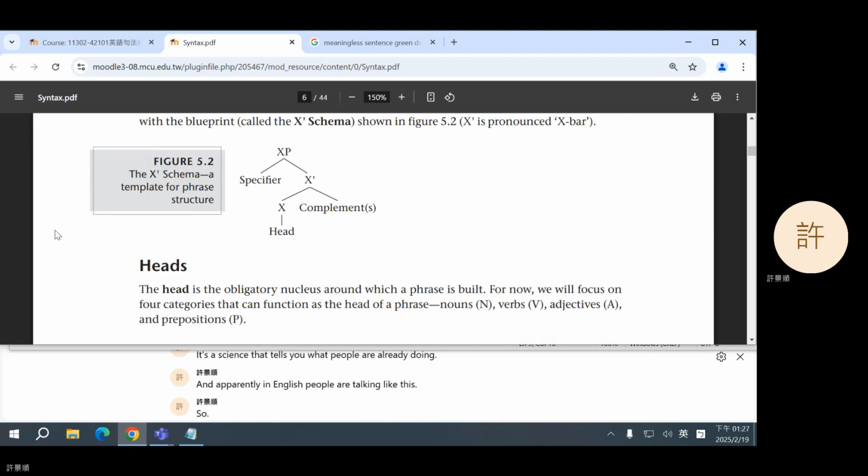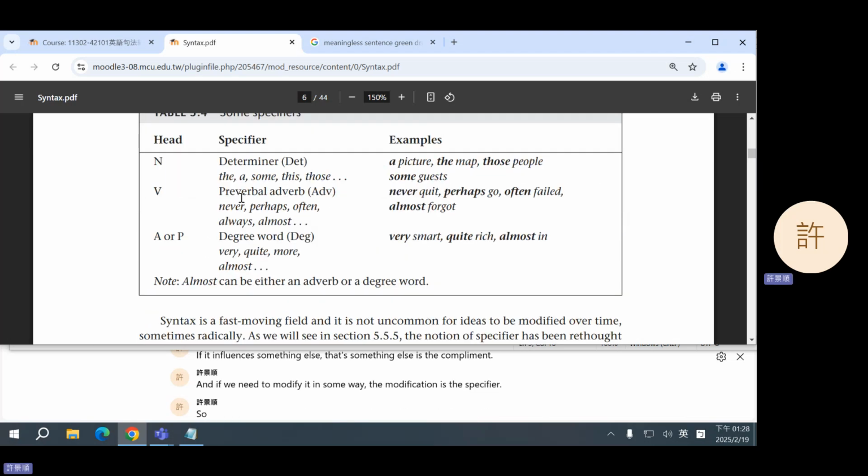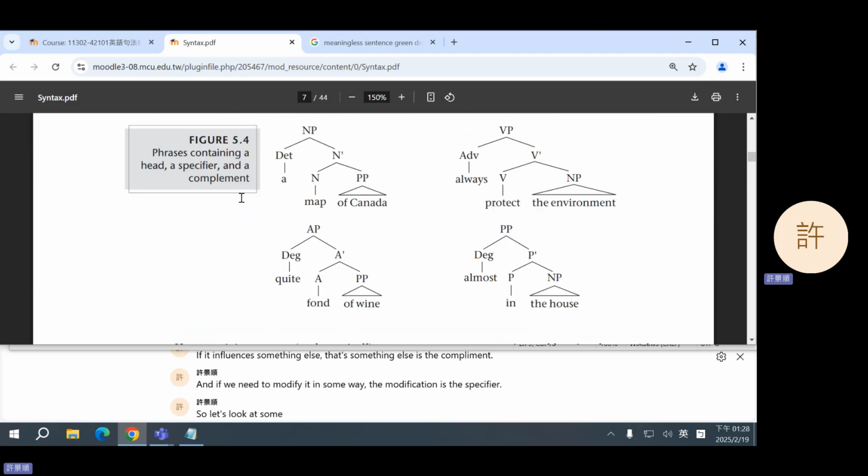In every sentence, we had that basic structure, right? The core of the basic structure is the head. If it influences something else, that something else is the complement. And if we need to modify it in some way, the modification is the specifier. So let's look at some examples.